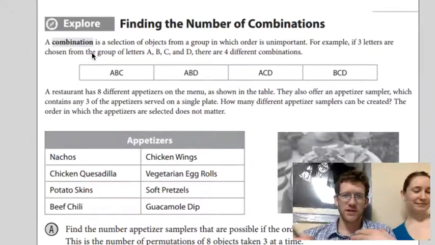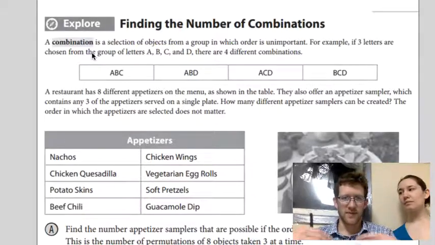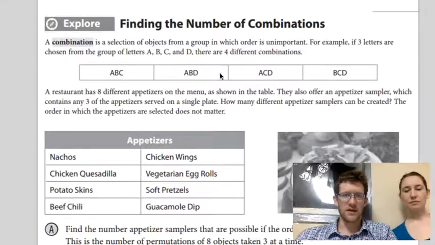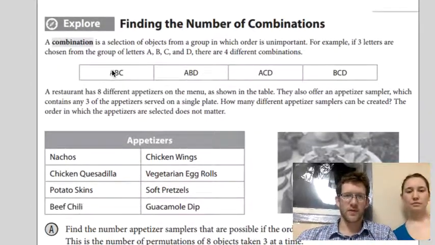So a combination is similar to a permutation, except order doesn't matter. For example, if I'm selecting from these four items, A, B, C, and D, I could select ABC, ABD, ACD, or BCD. Notice here that they're just in alphabetical order. I don't have ABC and ACB and BCA and all those other ones that we figured out before. The order here is irrelevant. What matters is that it's those three items.